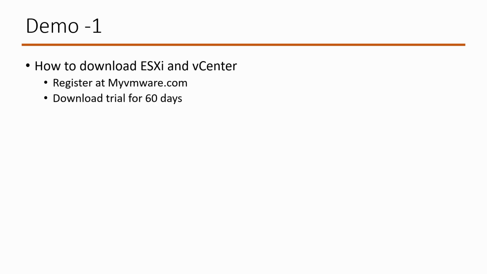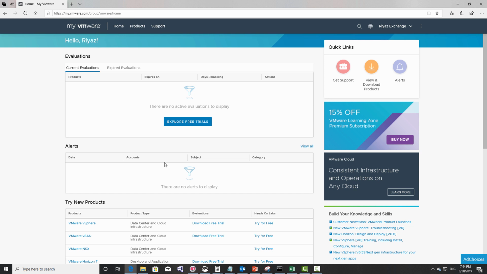The first part, we're going to see how to download ESXi and vCenter. So if you are new to VMware, just create a myvmware.com account. Then you can download a trial version of ESXi and vCenter that is valid for 60 days from the day of installation. Log into your myvmware.com account.